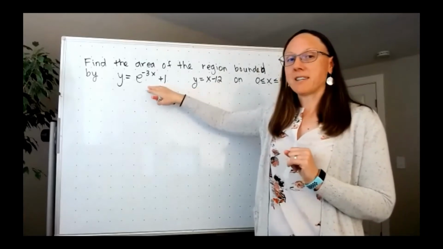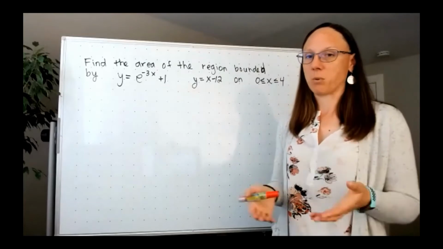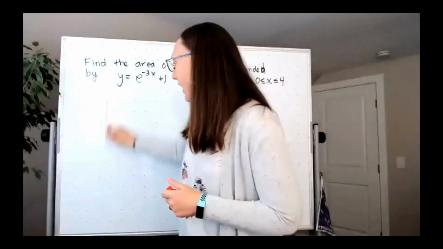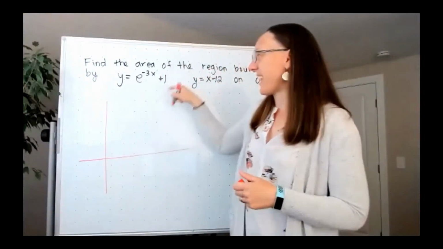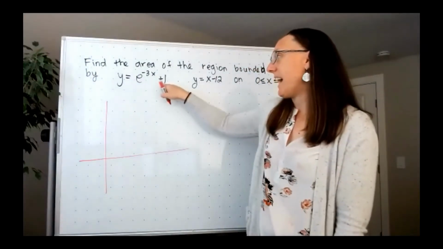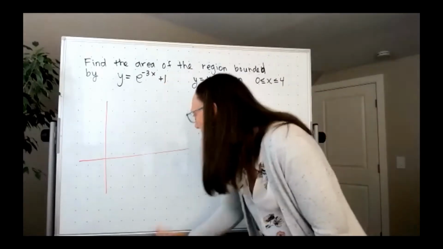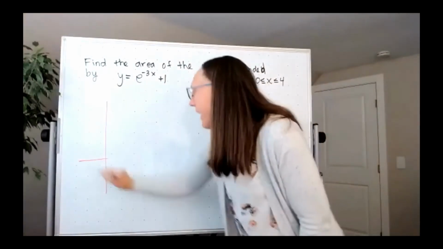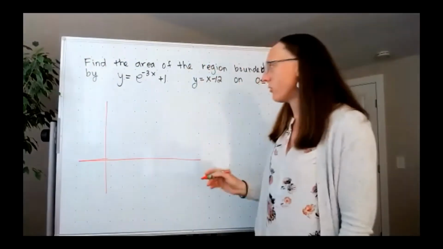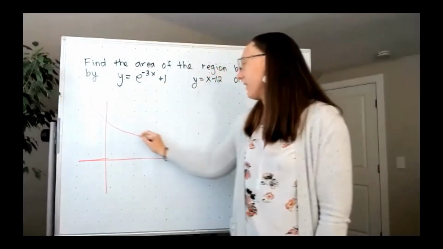When I'm graphing these to work on an area problem, I don't worry about making my graphs perfect. I know that this thing is some kind of decreasing exponential function. And I do know, and this one's probably worth knowing, that that +1 out there means that it should have a horizontal asymptote at 1. So this thing is going to look kind of like that.